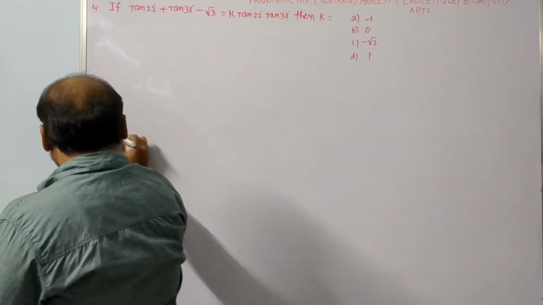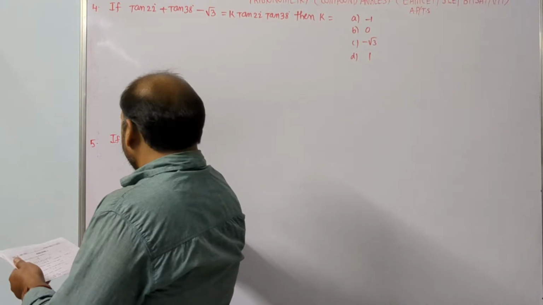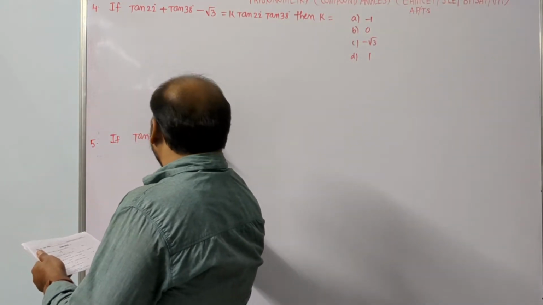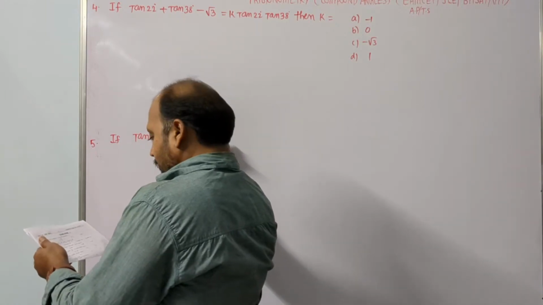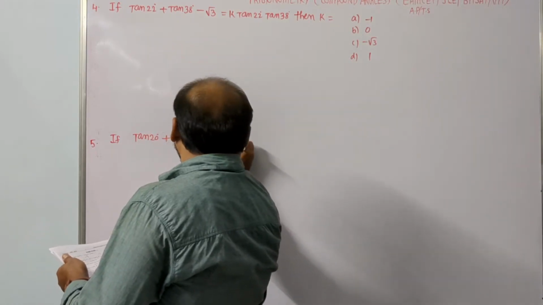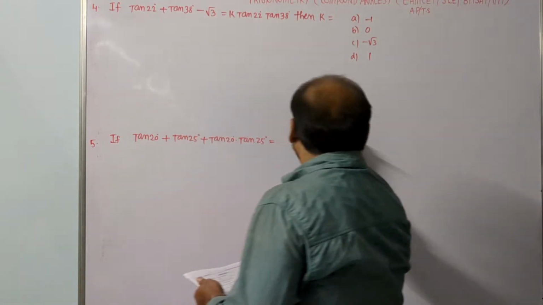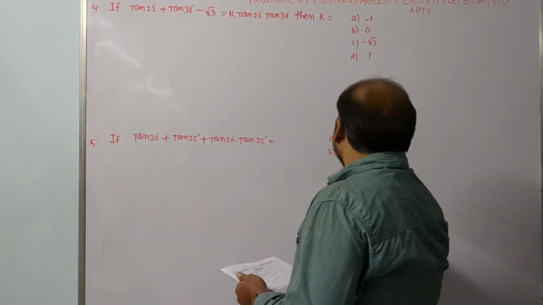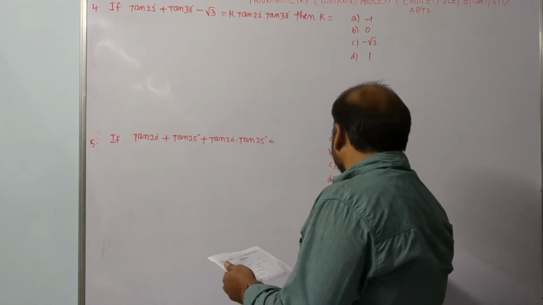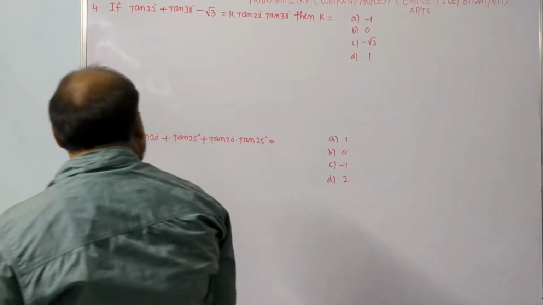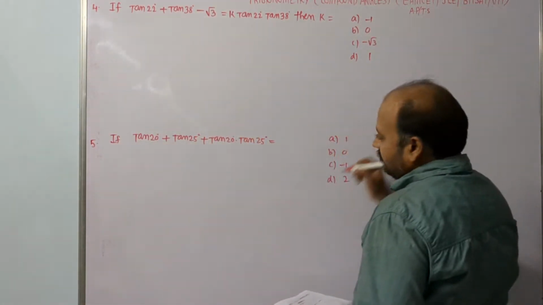Next, the same type of question. If tan 20 degrees plus tan 25 degrees plus tan 20 into tan 25 degrees equals? The options are 1, 0, minus 1, 2. Next, another question.